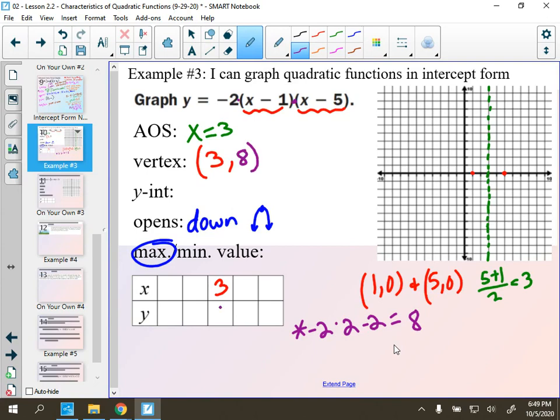So there we go. The max value is y equals 8. Look at that. I wrote 8 three different times. Answered, got me going. So let's see here. Let's plot that point. 1, 2, 3. 1, 2, 3, 4, 5, 6, 7, 8.